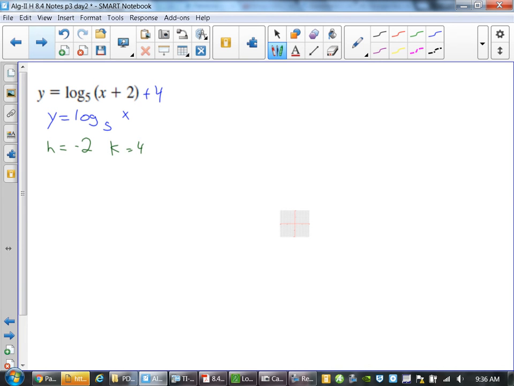Now, I forgot to draw my asymptote on the last one. Where was my asymptote on the first problem? At 0. It was h equal to 0. What direction is this graph going? Up and to the right. So it's going to do this. So I have log base 5 of x. How do we know it's going to be up to the right? There's only 2 ways it goes. If your base is greater than 1, up and right. If it's between 0 and 1, down and right.